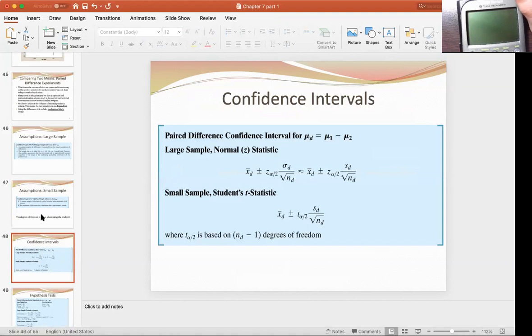And so that's why the degrees of freedom is just n minus 1. Okay, so let's look at how our formulas have changed now. Confidence interval for Z. Looks pretty familiar. Only difference is we're now looking at the sigma of the D's and the n sub D, the number of differences. And why is this n sub D important?